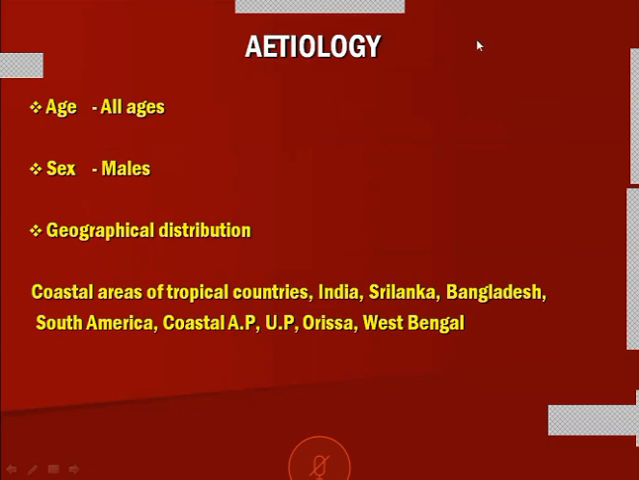It is mostly seen in all ages. No age is immune. Mainly, males are predominantly infected, and the geographical distribution is usually the coastal areas of tropical countries: India, Sri Lanka, Bangladesh, South America. And in India, it comes from coastal Andhra Pradesh, parts of UP, Orissa, and West Bengal. It is also seen on the West Coast, but it is rare. Mainly, it is seen on the East Coast.